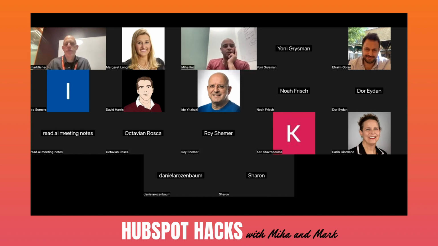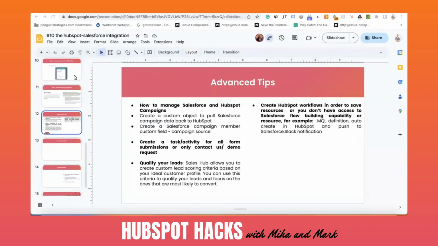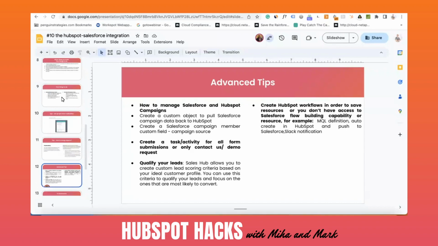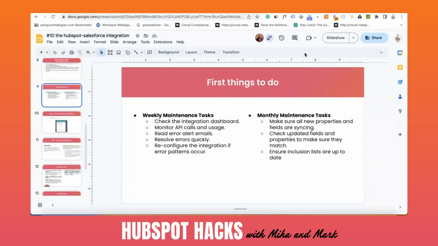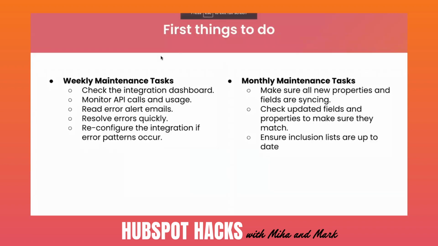Set up notifications once a day and monitor it once a week, in my opinion. Got it. Okay. So check the integration dashboard, monitor API calls, read errors, resolve errors quickly, reconfigure, and then monthly, make sure that all properties and fields are syncing. As I said, the refresh is important because someone in Salesforce might have added values and you don't know why they're suddenly not popping up in HubSpot, because they didn't tell you that they'd already added the values.